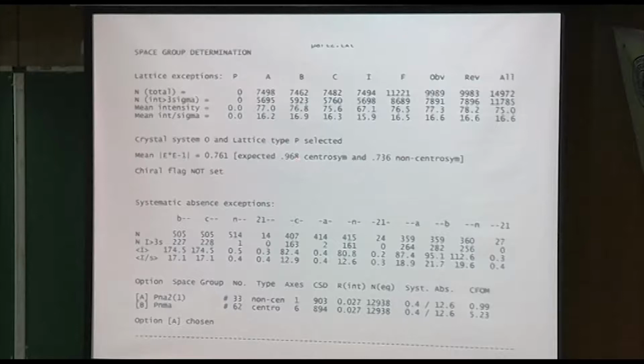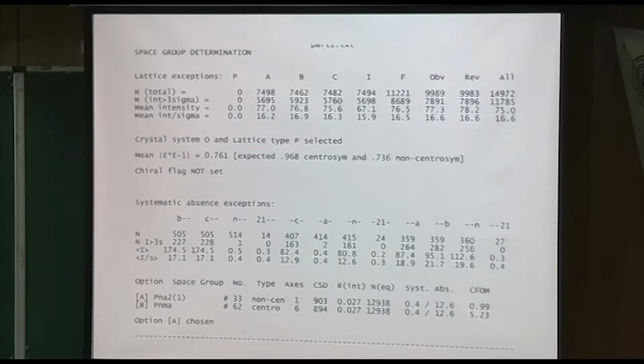Yeah, that's all just a rep. Lattice type P is selected. Now, mean E squared minus 1 helps you distinguish between centrosymmetric and non-centrosymmetric possibilities. This number is smaller. It's telling you what you expect. It's close to 1 if it's centrosymmetric, and it's 0.7-ish if it's non-centrosymmetric. It's called a normalized structure factor. I don't want to go into it, but the program will calculate that for you and help you a lot.